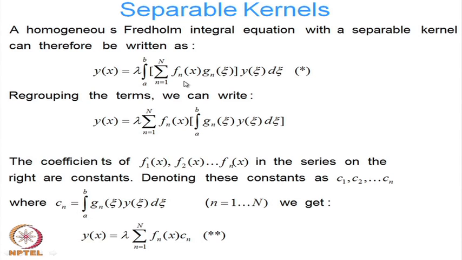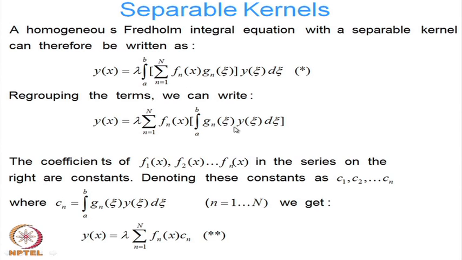So, if the kernel is separable, you can see that we can write the homogeneous Fredholm equation in this form, where all I have done is replace the kernel k of x, xi in terms of the summation of these products of functions of x and xi. And then we regroup terms. I pull out the dependence on x outside the integral and leave the dependence on xi inside the integral.